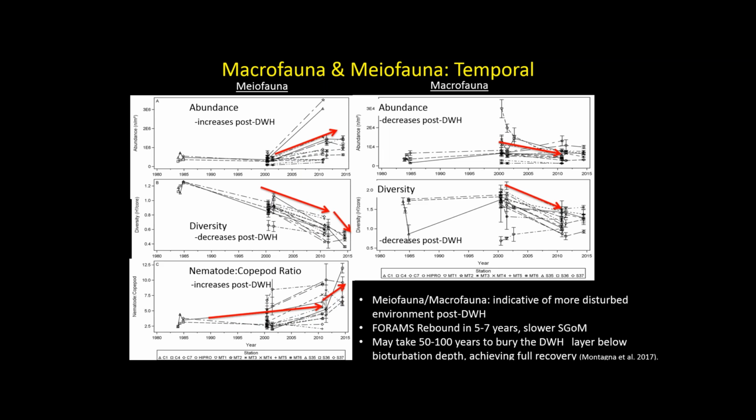around the Deepwater Horizon. So here's some monitoring data. There was some historical monitoring data and lots of monitoring data after 2010. You can see that post Deepwater Horizon, it took quite a while to actually increase the total abundance of things. The diversity of much of the meiofauna and macrofauna actually went down, and this so-called nematode to copepod ratio went up. This is an indicator of pollution.